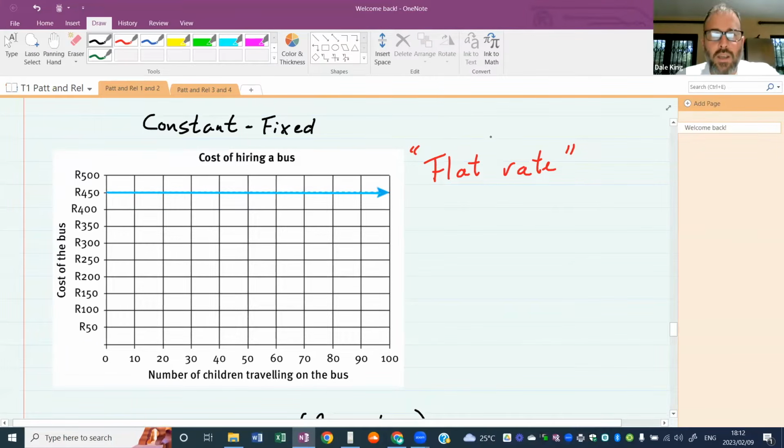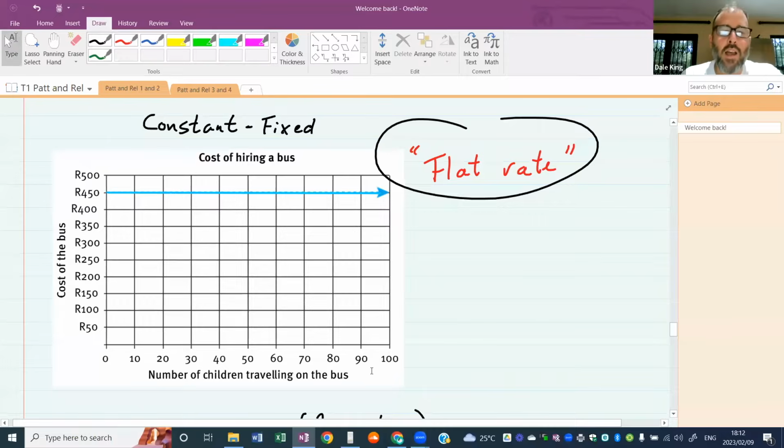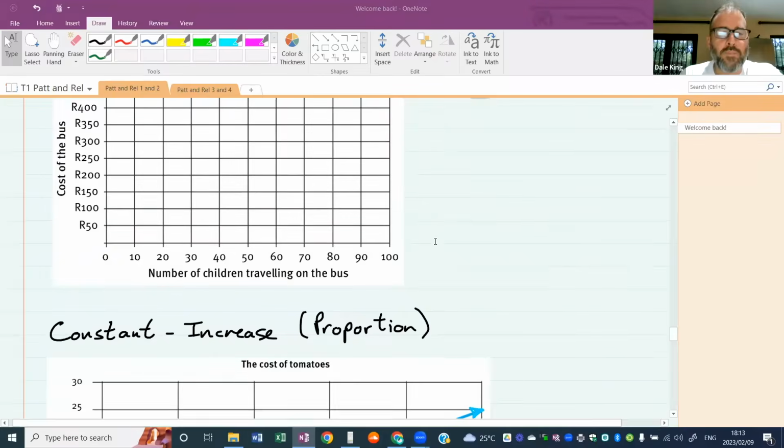All right. So you often see situations and questions where they talk about a flat rate. This is what the graph will look like. It's the same Rand value, no matter how many children there are on the bus. Okay. All right. Let's move on to the next one.